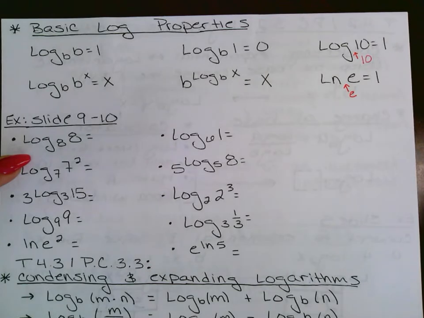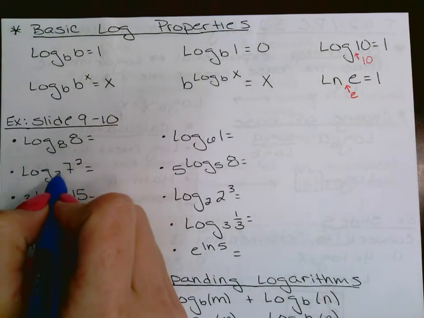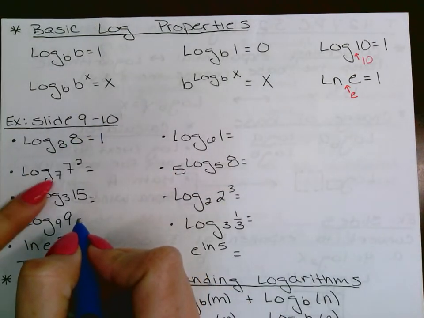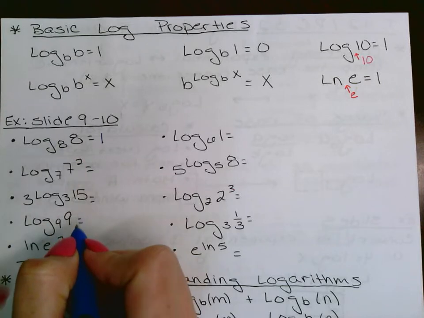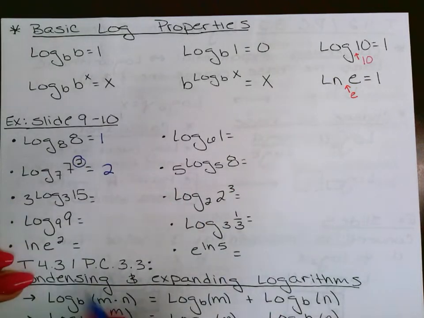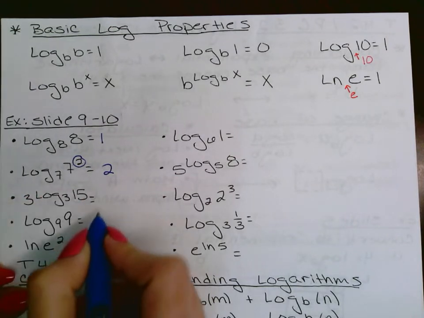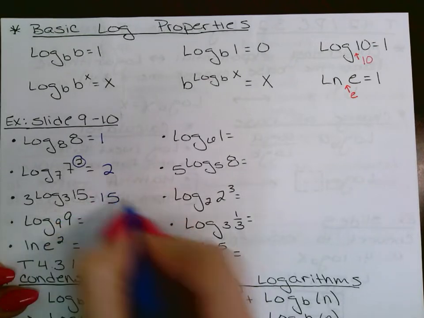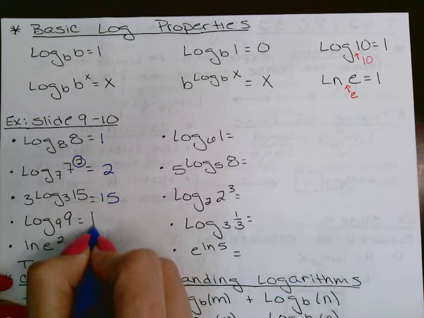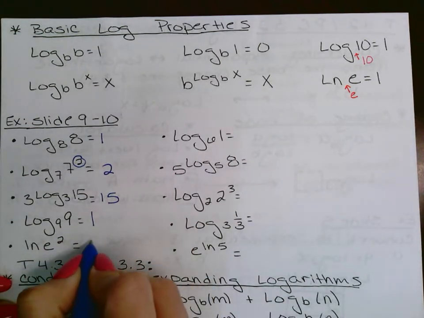All right, let's check these out. Log base 8 of 8. What is my answer? 1. Very good. Let's go downward. Log base 7 of 7 squared. What is my answer? 2. Very nice. It's just what's left over. 3 raised to log base 3 of 15. 15. Log base 9 of 9. ln of e to the 2nd power. 2. Very nice.